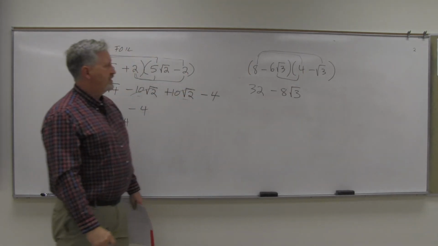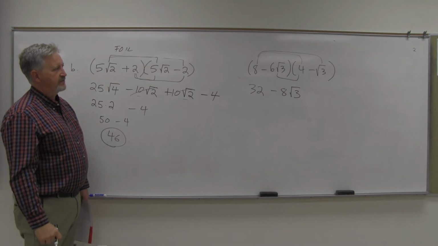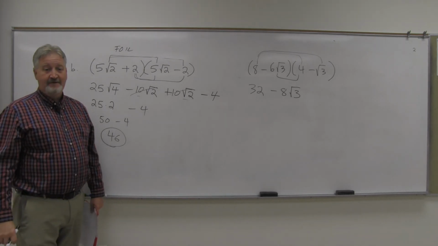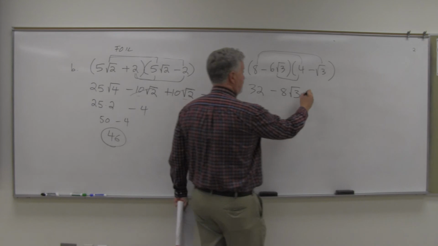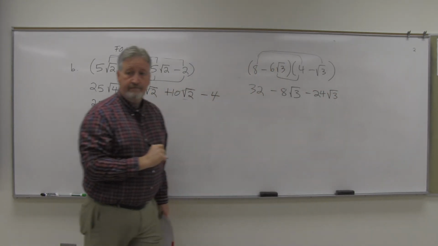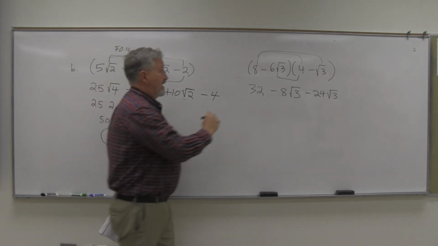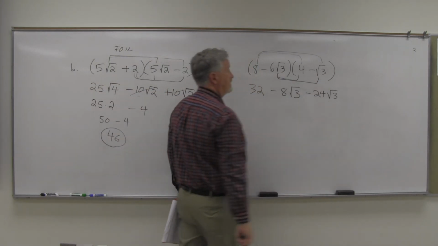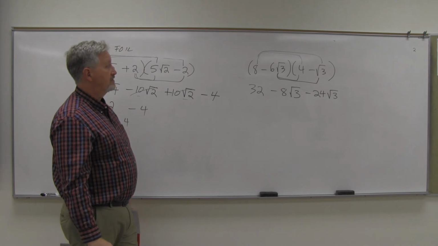6 square root of 3, minus 6 times square root of 3 times 4. Minus 24 square root of 3, right? You multiply the 6 and the 4. Good? And then minus 6 square root of 3 times minus square root of 3.